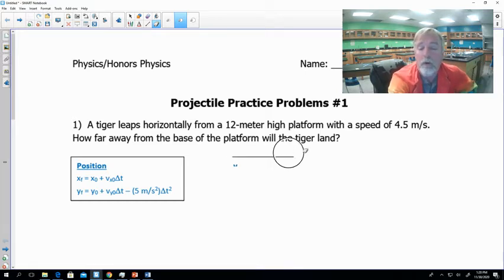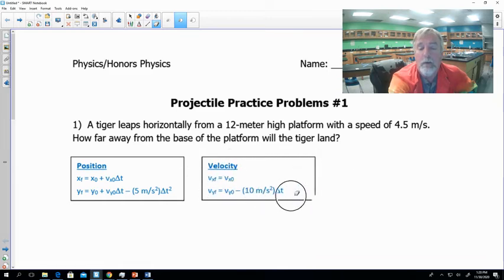And similarly, we could look at the equations for velocity, right? For velocity, we usually have an a delta t term in it, but for velocity in the x direction, there's no acceleration, so we have a constant velocity in our x direction. The vx final is the same as vx initial. In our y direction, of course, we do have an acceleration. That acceleration is -10 meters per second squared, and we just plug that into our formula.